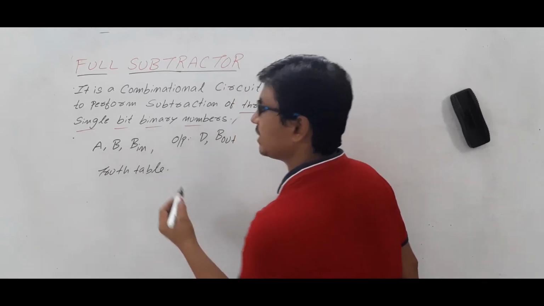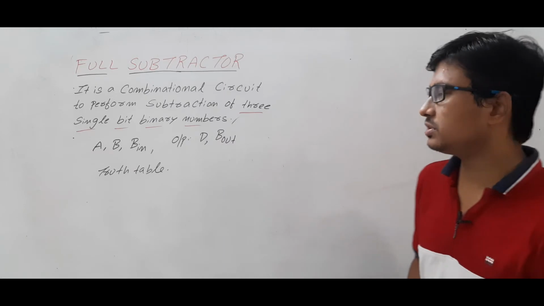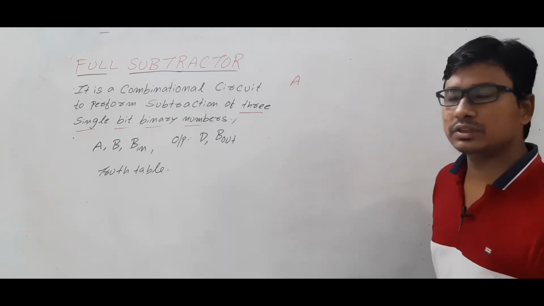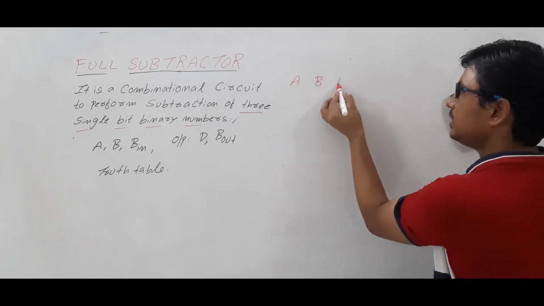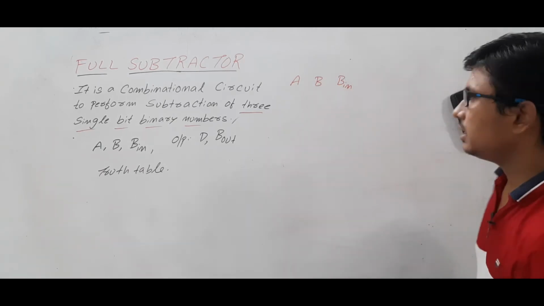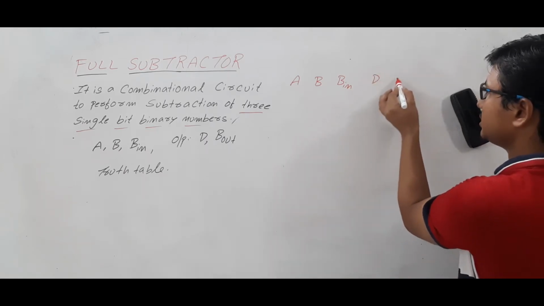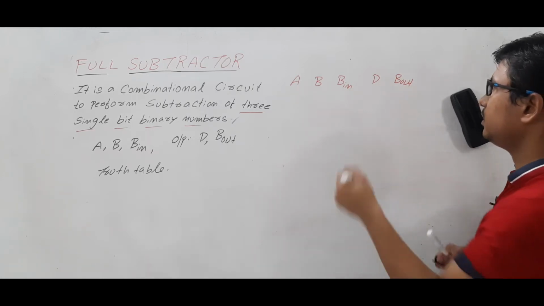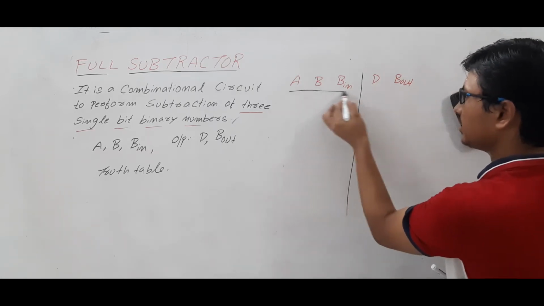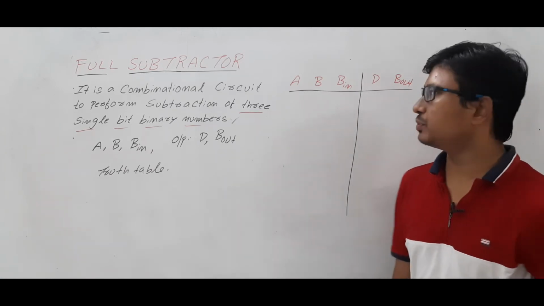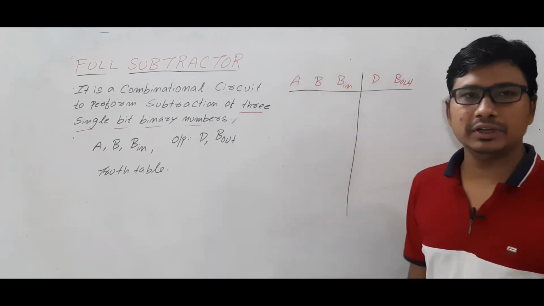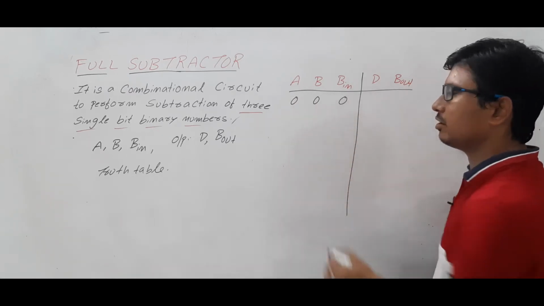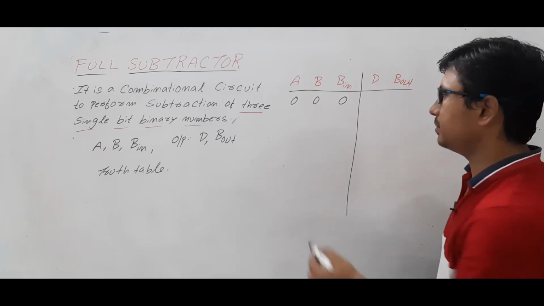So first let me find the truth table for this full subtractor. Now how many inputs will be there? We have identified that we have three inputs, A, B and the borrow in, and we will have two outputs, one is difference and the other is borrow out. Is it clear? Now let me find the truth table. If you have three inputs A, B and borrow in, how many combinations will you get? You will get 8 combinations. Am I right or wrong? Because each one is a binary number.